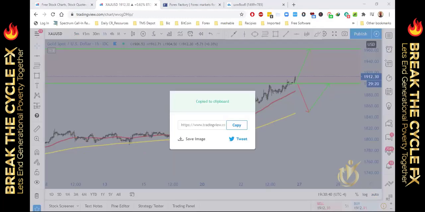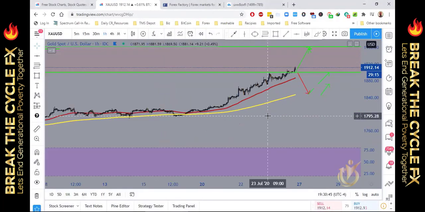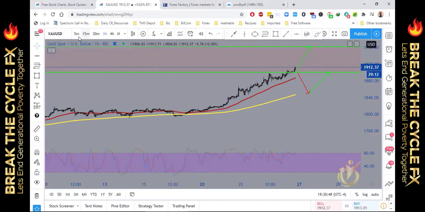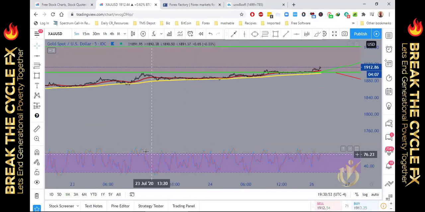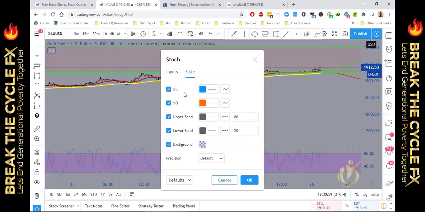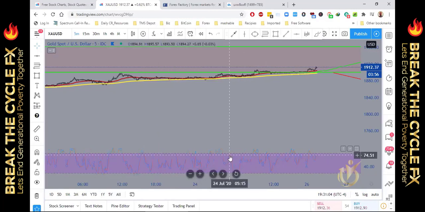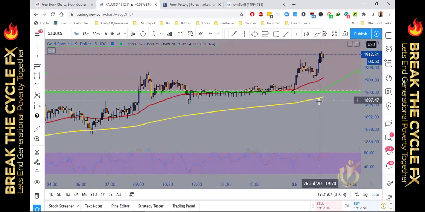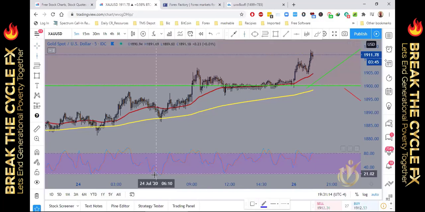If that CDI is confusing, guys, just drop the stochastic on this bad boy. Drop down to the 5 minute. We've got to make sure the stochastic's right first. 14, 3, 3. All right. So if you just want to use the stochastic, what you want to look for is once the stochastic bottoms out, you want to see where it lines up with the EMAs.